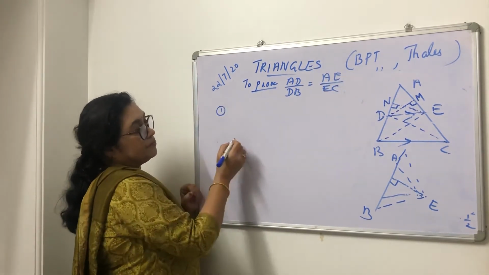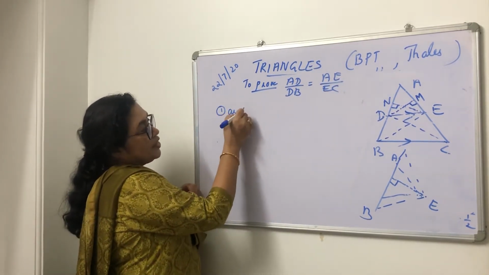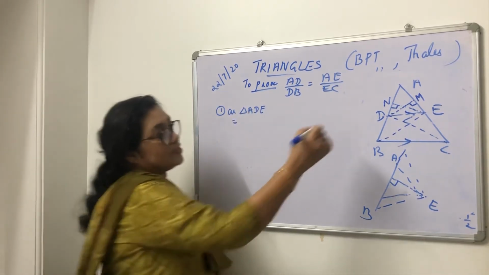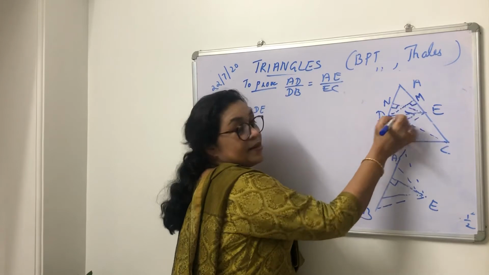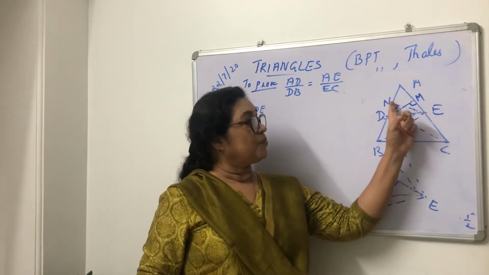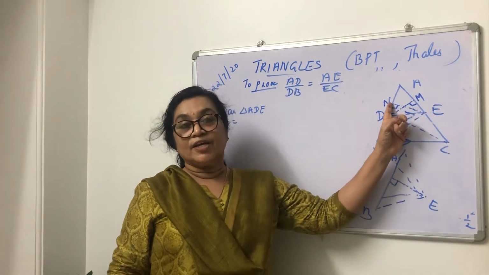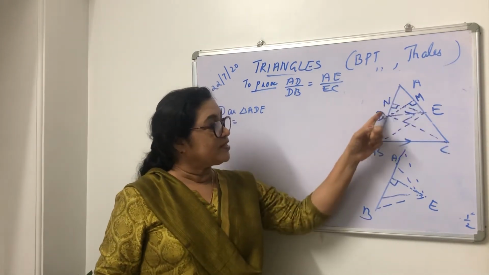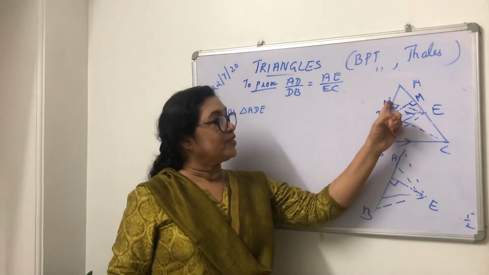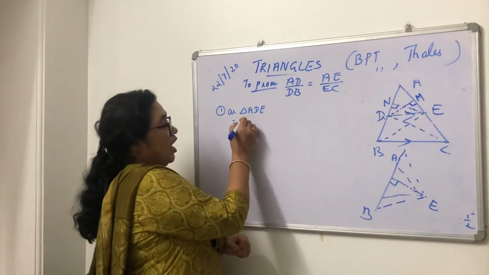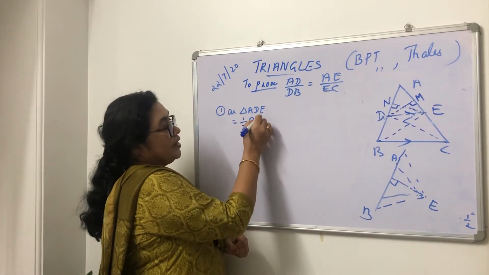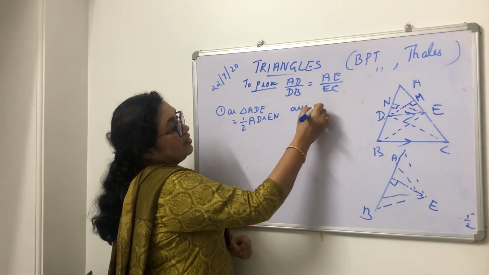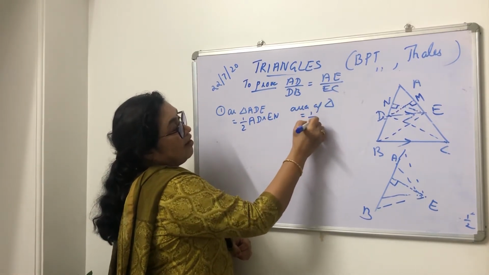First point, what is the area of ADE? This is the triangle ADE and this is the perpendicular EN. Area of a triangle is half base into height, half into base AD into perpendicular EN. Therefore, half into AD into EN.